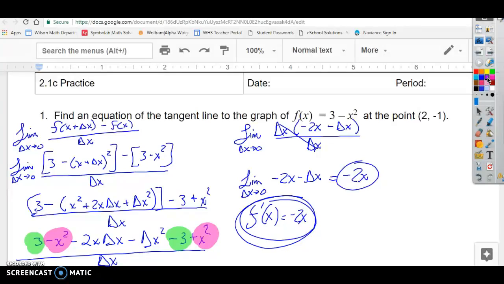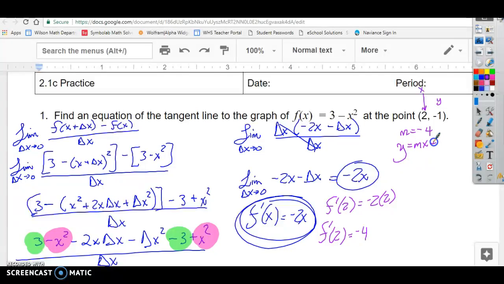So this problem's asking me for the tangent line. Well, let's do the tangent line. I need to figure out what the slope of this equation is at x is 2. So we'll plug 2 into the derivative. So f prime of 2 is negative 2 times 2. So our slope when x is 2 is negative 4. So my slope is negative 4. Here's my x and y coordinate.